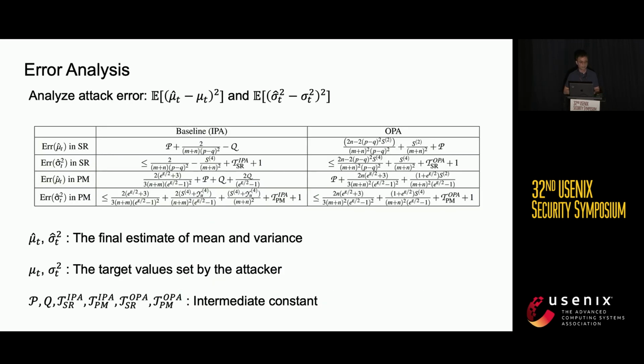Due to the inherent noise in the LDP protocols, the manipulated results cannot be set to the target values exactly. Therefore, we want to know how close the attacker can actually control the final estimates to the intended values by measuring the mean squared error between the result and the target. All right, so the results are shown in this table.